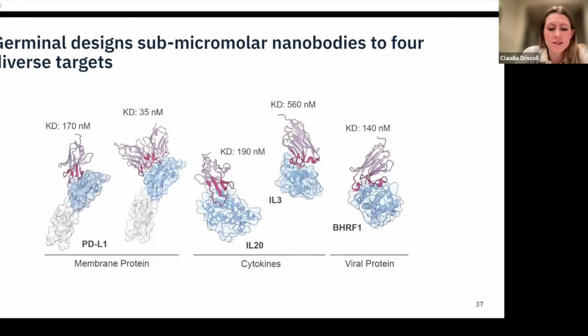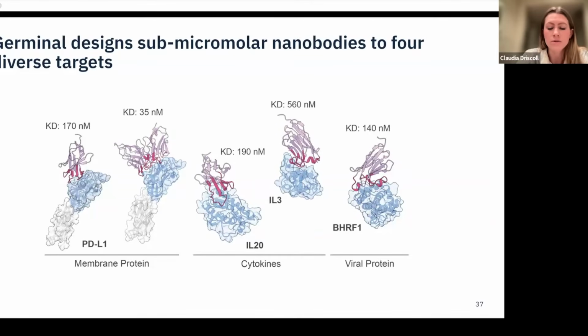So, everyone loves to see experimental validation. We decided to put Germinal to the test across 4 diverse protein targets. We started with PDL1, as Talal mentioned, just because it's a clinically relevant receptor. It's also been the target of many previous binder design efforts, and so it was an ideal substrate for benchmarking our model against others.